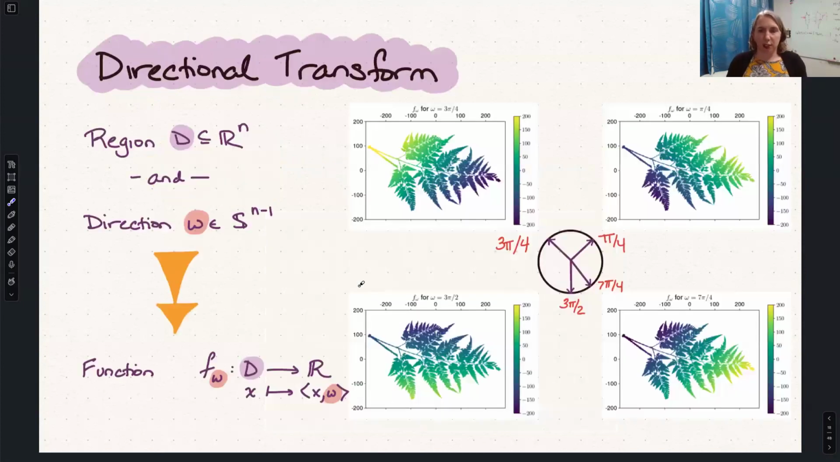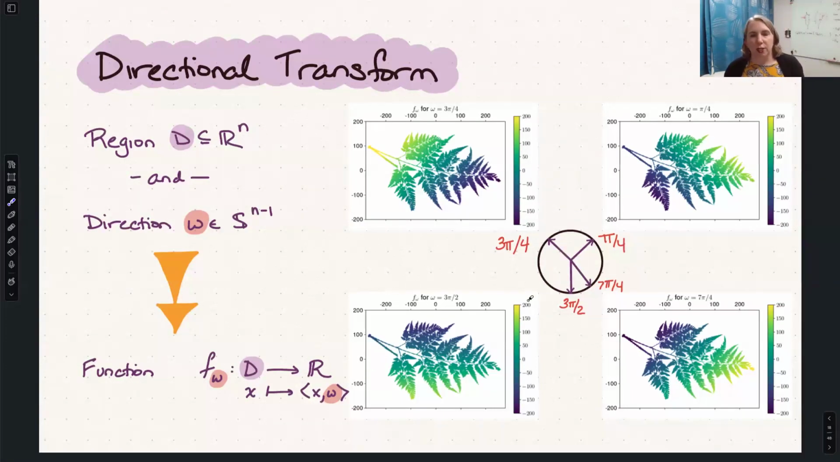So the question is, what function do you want to get on it? The way I'm going to come up with a function is the following idea. This is what's called a directional transform. I'm going to take some region in Rn, that's going to be my pixels that are in my leaf. We're going to call that thing D.